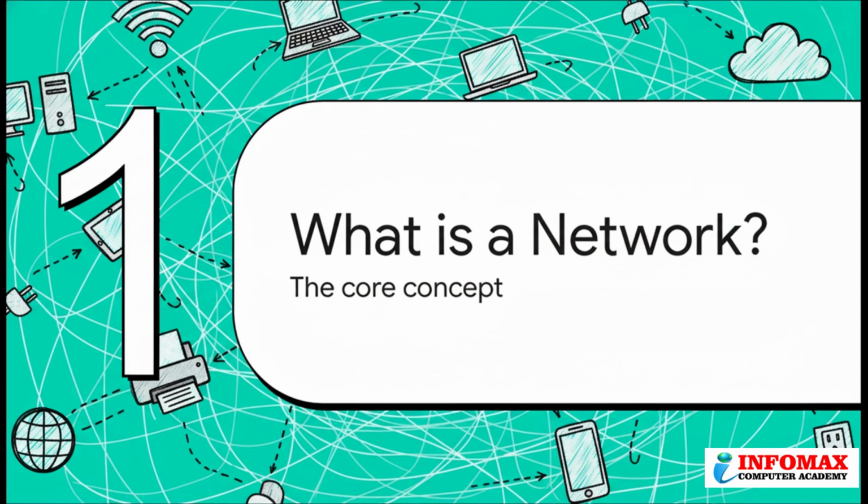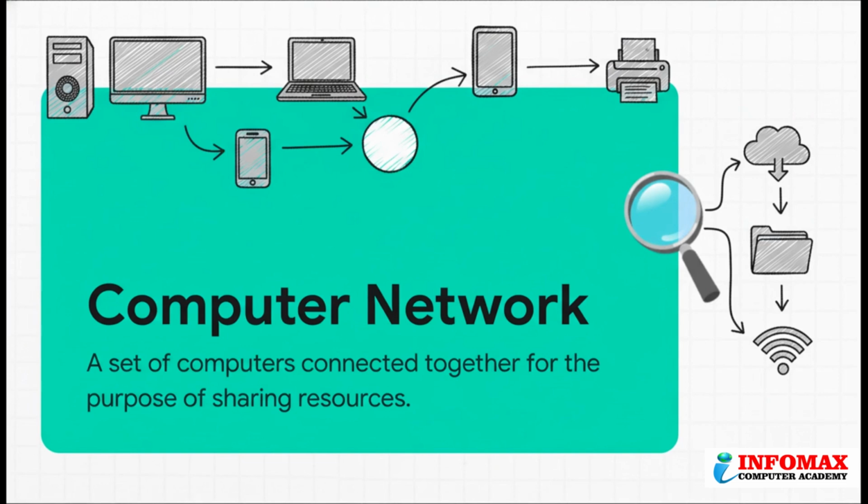So let's break that down. What exactly is a network anyway? Okay, when you get right down to it, the definition is actually super simple. It really just has two key parts. First, you've got a set of computers or devices that are connected together. And second, they're connected for a very specific reason: sharing resources. That's it. But that brings up another question.